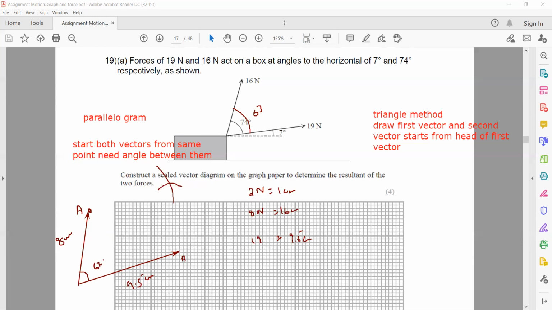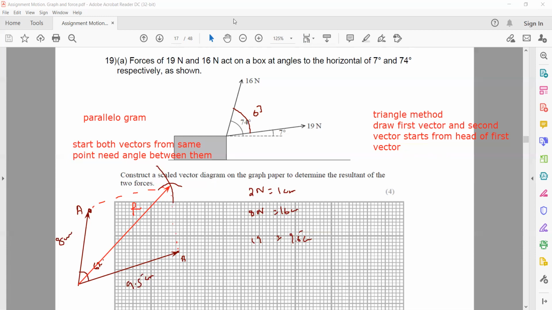The diagonal here will be the resultant. And measure the length of this diagonal and that will be the resultant. And when you complete this figure, it should make a parallelogram. This is a parallelogram method.